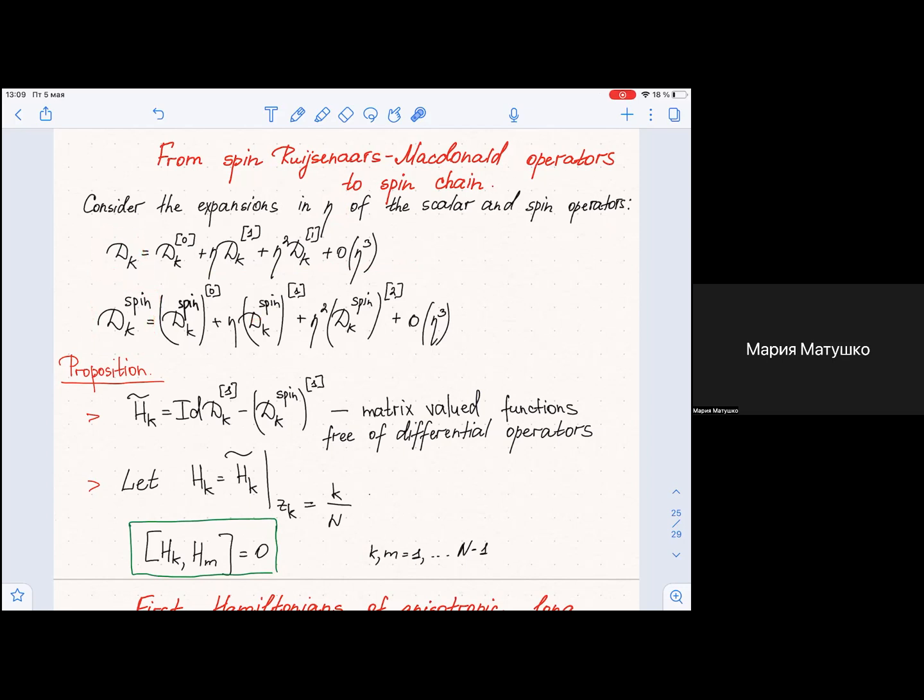The proposition is, if you take the difference between the scalar Ruijsenaars operators, its first part, and the first coefficient in the expansion of the spin operator, you get some matrix-valued functions. You don't have any differential operators here. And when you take this H and put the points in their equilibrium position of the classical Ruijsenaars model, z_k equals k over N, then we proved that these Hamiltonians commute. These are the Hamiltonians of a long-range spin chain.